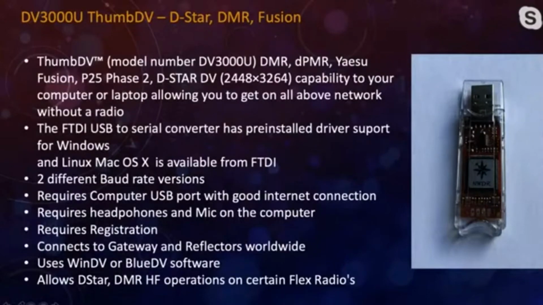A lot of people must have some old dongle that allows WinDV to operate. So it allows D-Star, DMR, HF operation on certain Flex radios. There is a Flex SDR radio with USB support at the back, so sometimes you can directly insert this USB dongle. Then you can convert the vocoder function within the Flex radio.